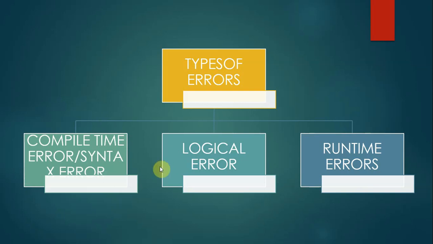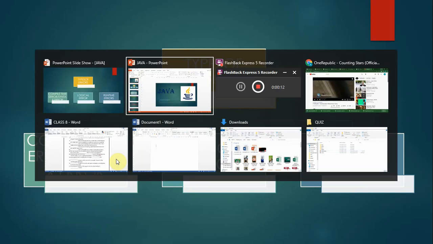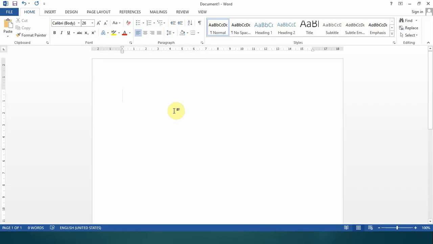Types of error. See children, there are three types of error. First is the compile time error, or we can say syntax error. Compile time errors or syntax errors are the errors that occur while we are writing some syntax.